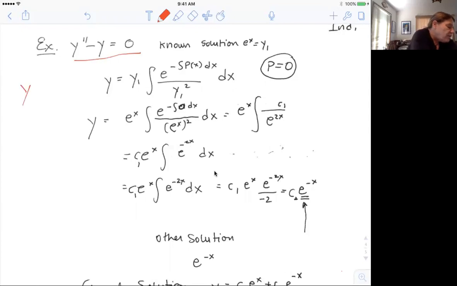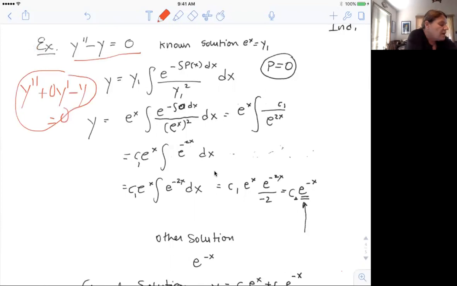Notice, I'll just write out essentially what it looks like. y double prime plus 0y prime minus y equals 0. Now, I write it like that because of some of the things we need in this formula. Number one, the coefficient on that is 1. I don't need to divide through by anything. But if the coefficient isn't 1 on this, I need to divide through. If I divide through by 1, I simply get, again, y double prime plus 0y prime minus y equals 0. And that thing right there is my P.